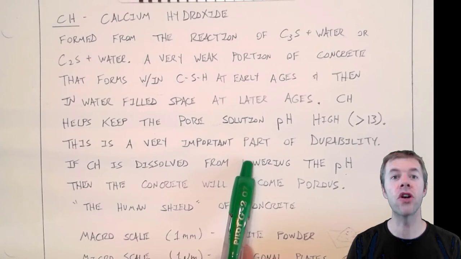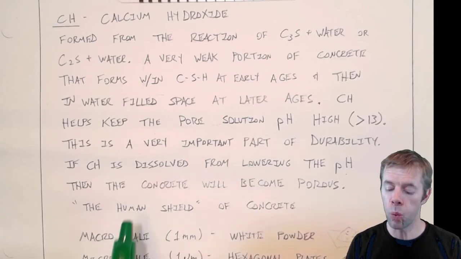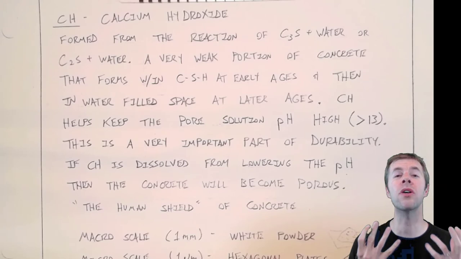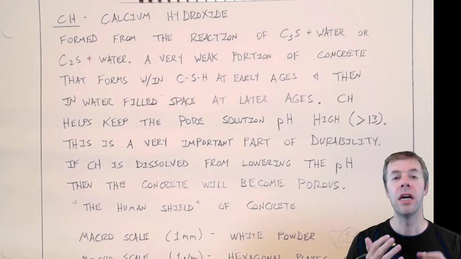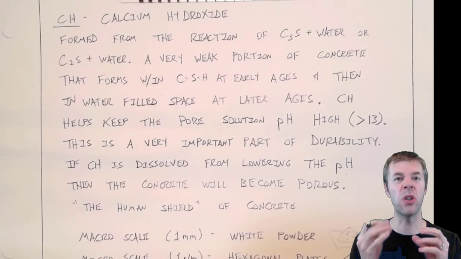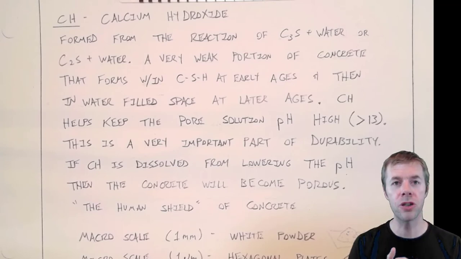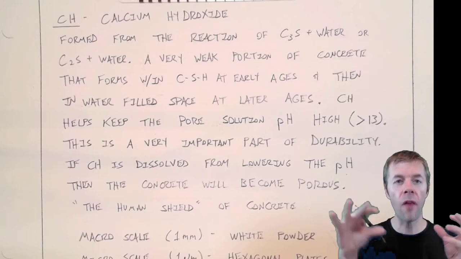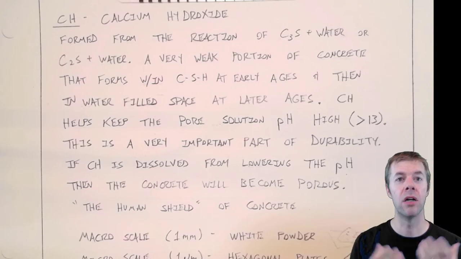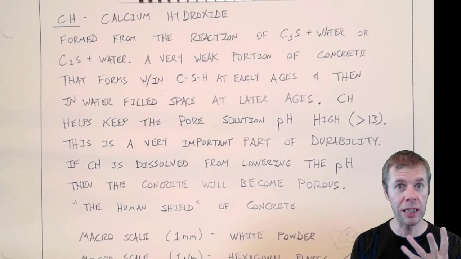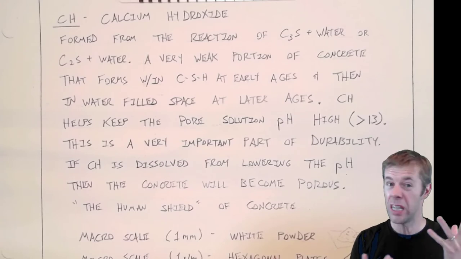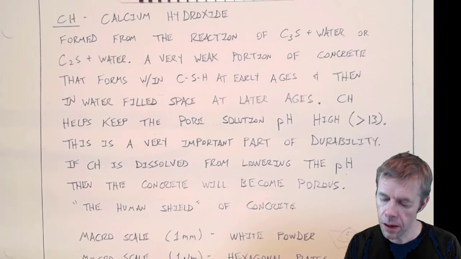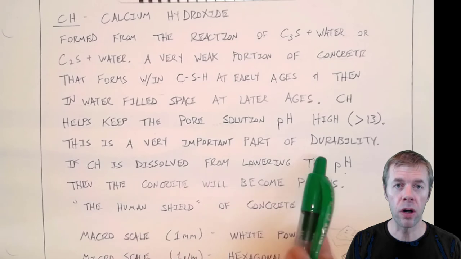We want this. This is a good thing because we actually have to put steel inside of our concrete almost always, because concrete's not very strong in tension. And we want that concrete to protect the steel. This high pore solution pH actually forms a layer of material on the surface, okay, that keeps out corrosion, keeps out outside chemicals from attacking the steel. So this high pore solution pH is totally awesome for reinforcing steel. So it's a very, very important part of durability.